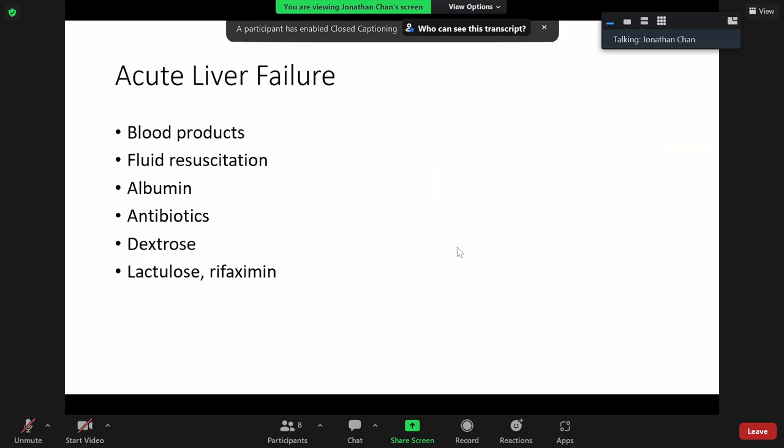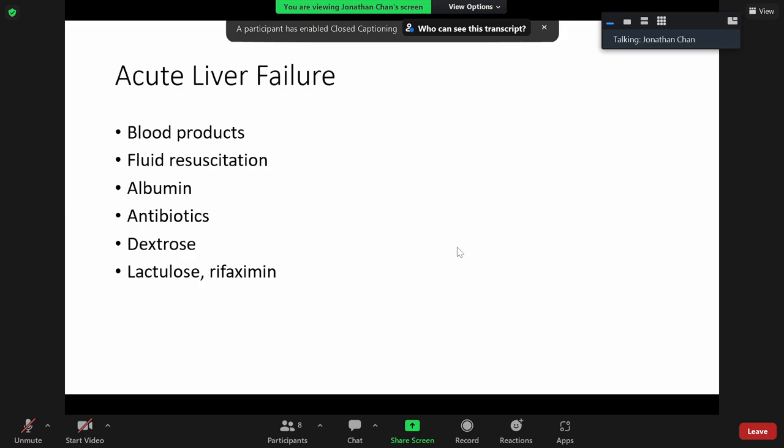So acute liver failure, the treatment of that is pretty complicated. Again, the patients here are hyperperfused and vasodilated. Patients generally require blood products for bleeding patients with liver failure who are in shock. So you can fluid resuscitate with normal saline. In the non-bleeding liver failure patient, you can consider IV albumin in patients who have hepatorenal syndrome or hepatic encephalopathy, which we'll talk about in a little bit as well.